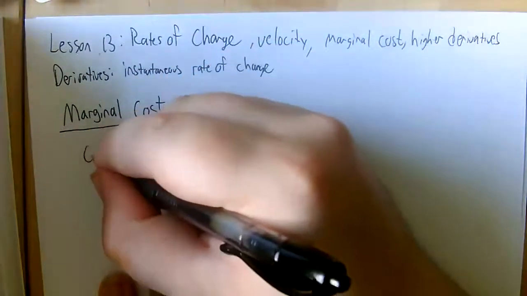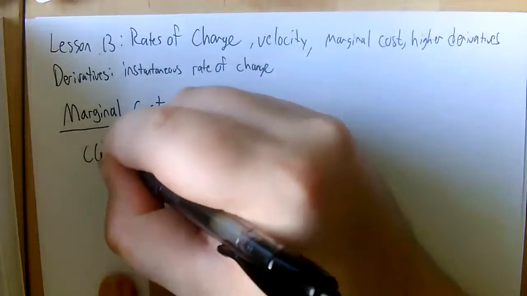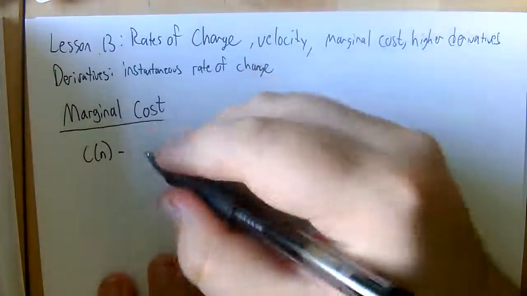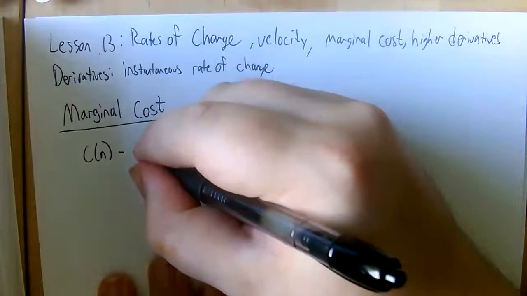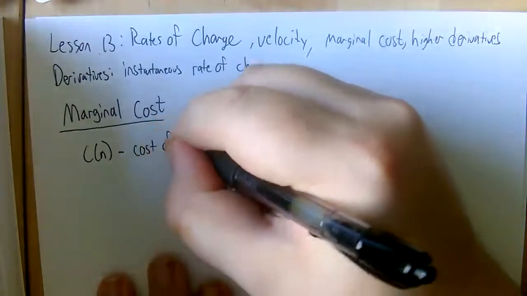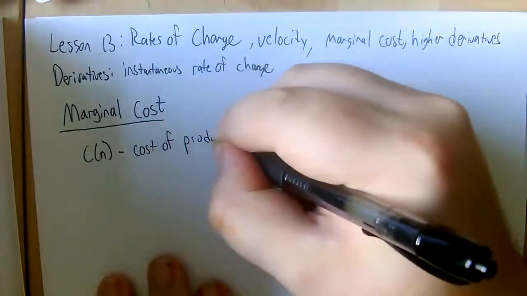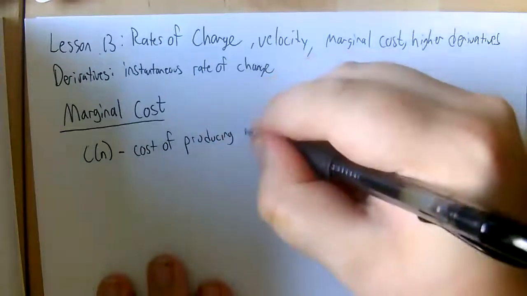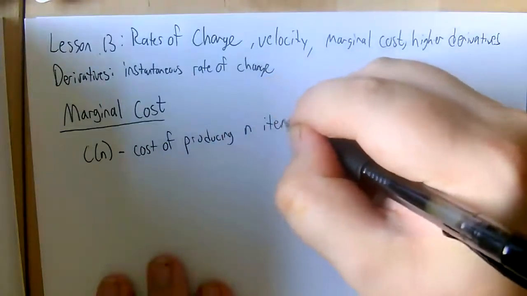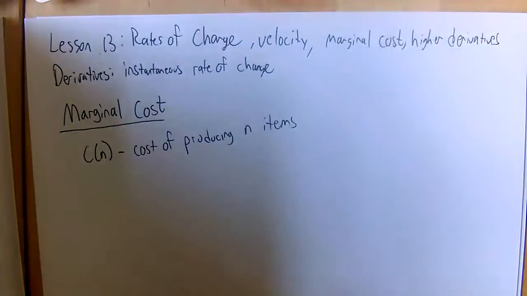Well, let's say we have a function, c of n, and c of n represents the cost of producing n items. So suppose we have some sort of business and we want to know how much it's going to cost us to produce, say, 100 of whatever we're selling. Then we would plug in 100 to this function, and that would give us the amount that we would be spending to produce all of that.